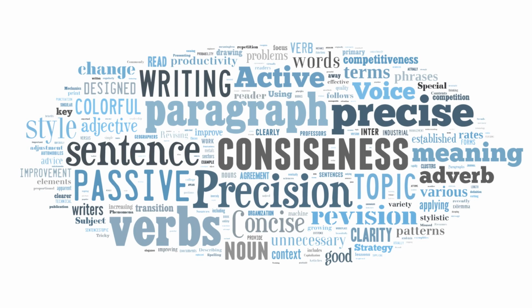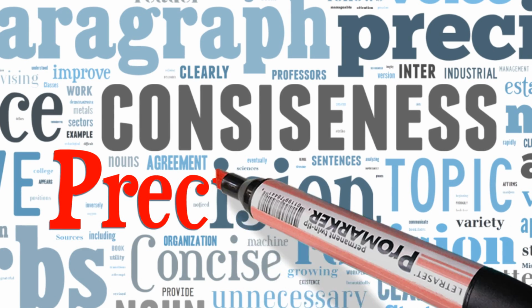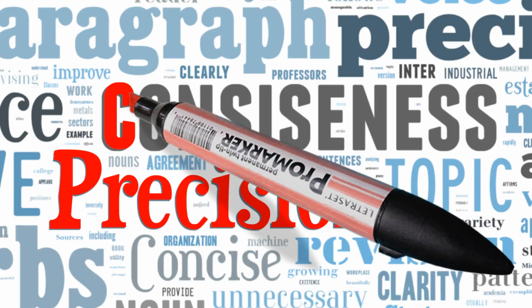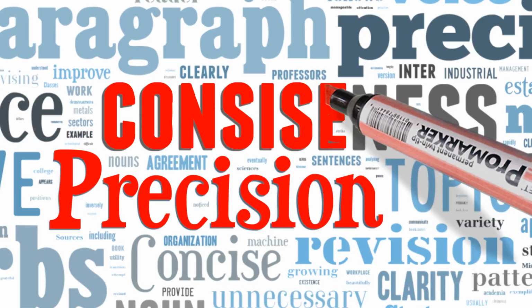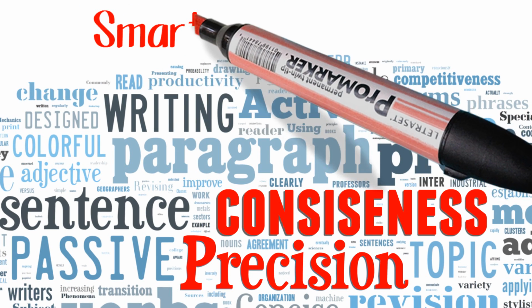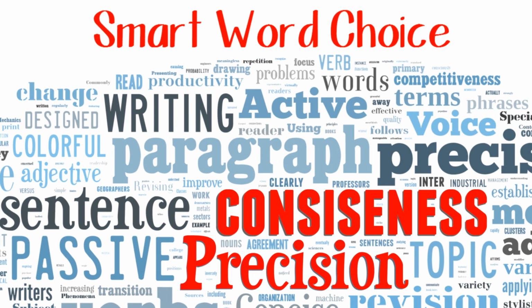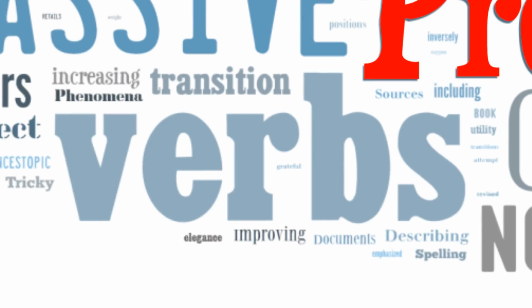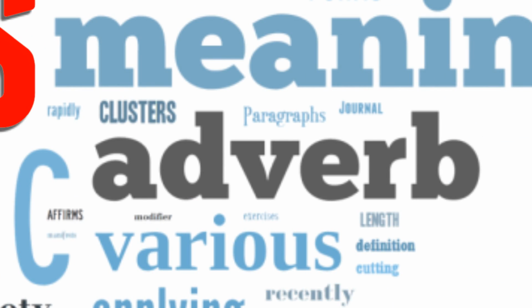In this lecture, we consider how to be concise and precise through your word choice. How precision and conciseness are achieved through word choice may differ depending on the genre of writing. Smart word choice is important for most, if not all, academic tasks, and in fact for most kinds of writing. We will consider nouns, verbs, adjectives and adverbs.